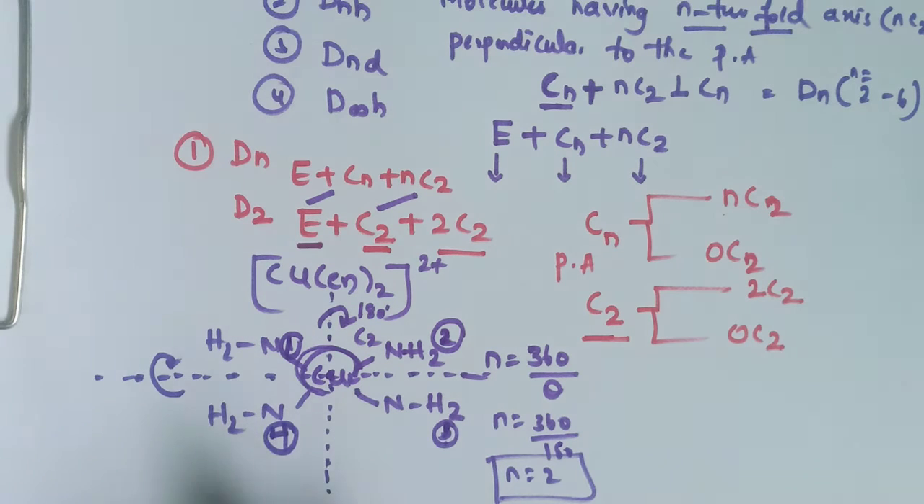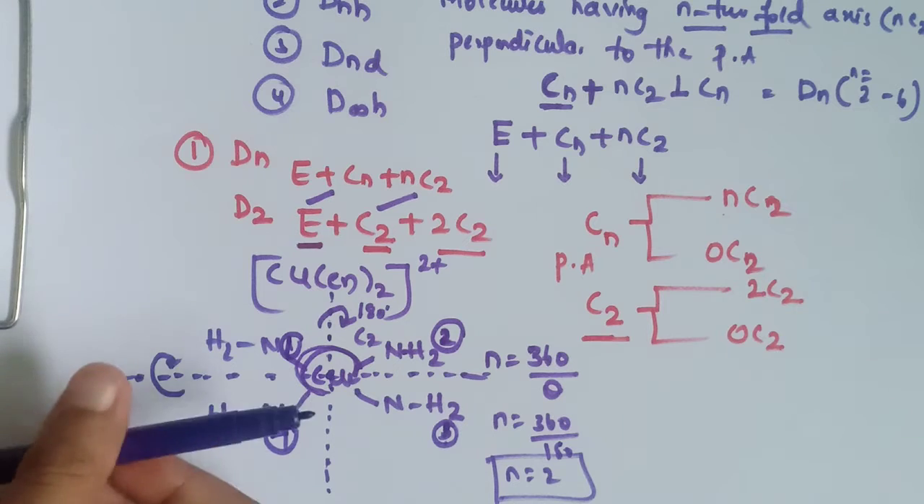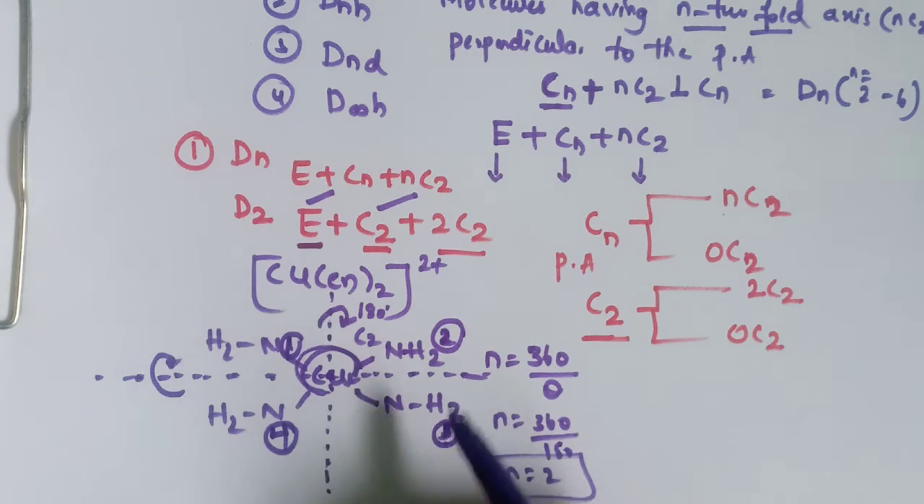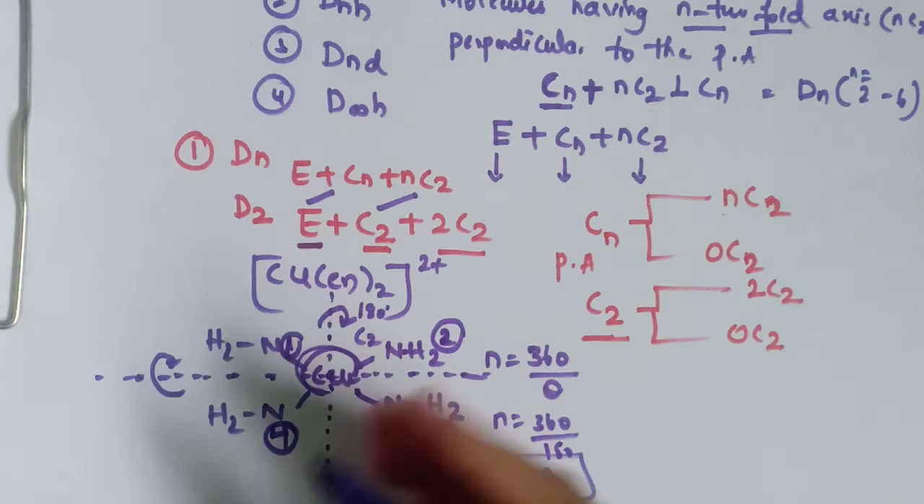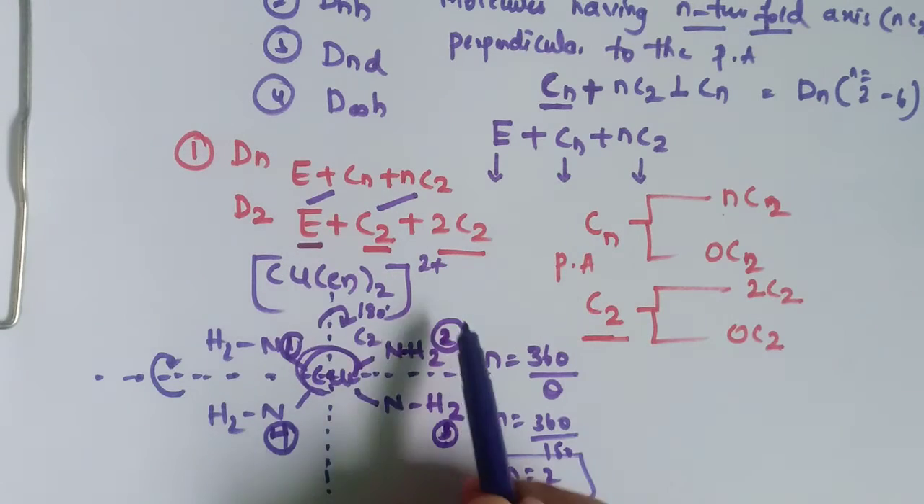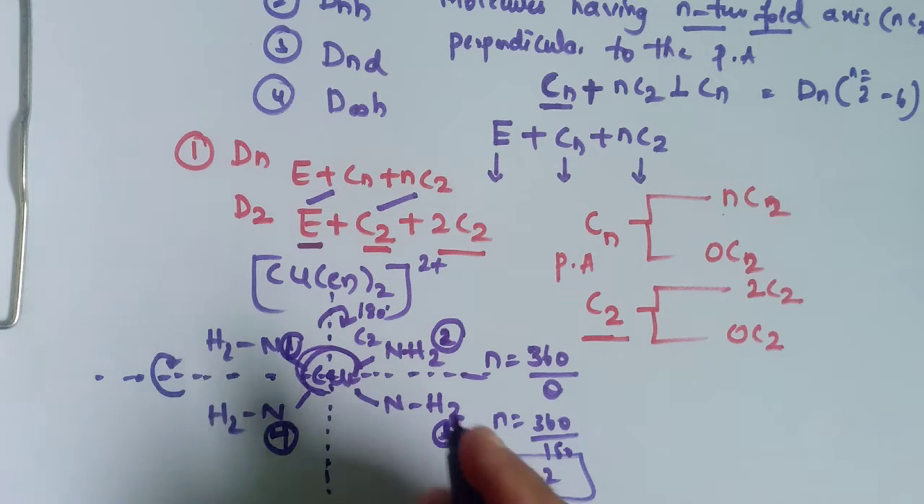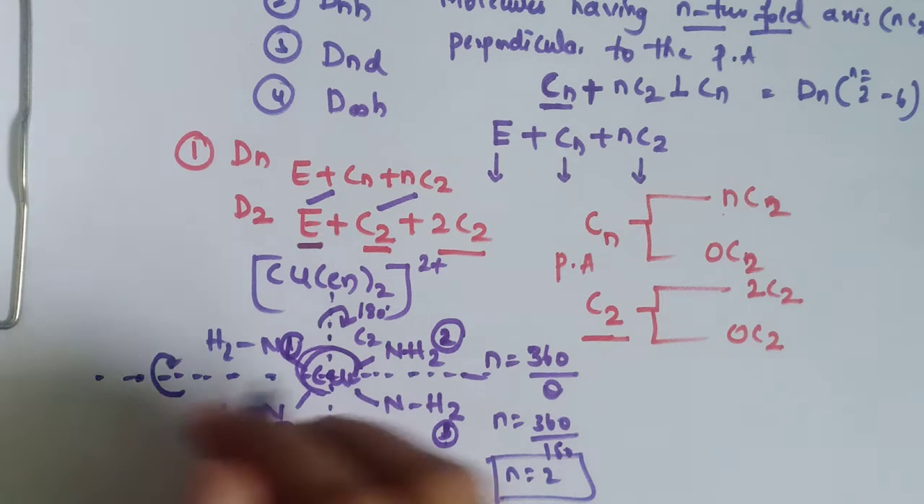So if I rotate the molecule here, by passing an axis like this and rotating the molecule, this will come on this side and this will also come on. 4 and 3 will go to the upper side and 1 and 2 will come on the down part. And again, if I perform another operation, that is the C2, we will get the virtual configuration.